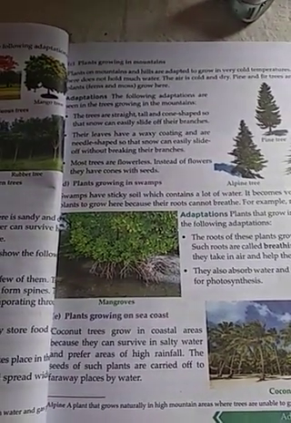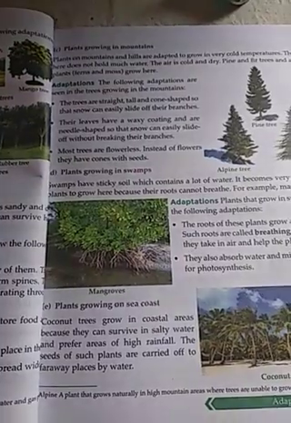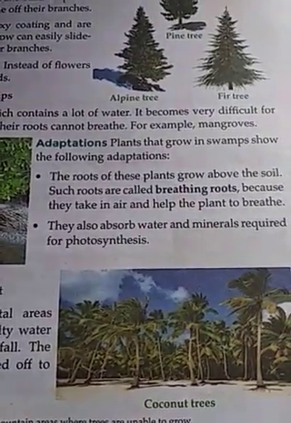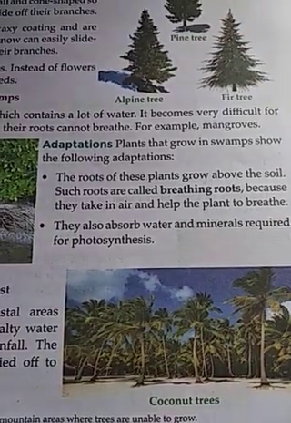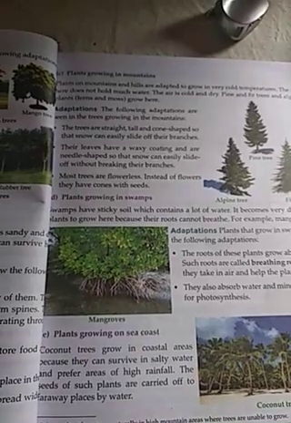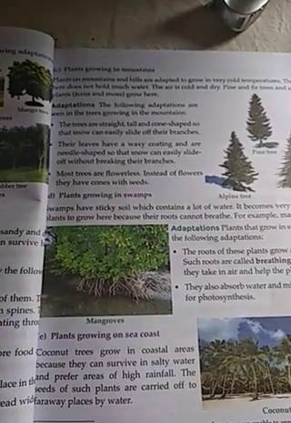Now plants growing on the sea coast. Now what types of plants have you seen? You see here coconut trees. Mostly it grows in the coastal region, the coconut plant. The coconut trees grow in coastal region because they can survive in salty water.